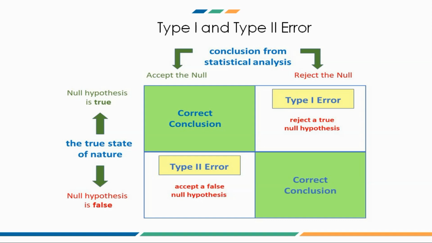So statistically we can say when H0 is true, rejecting H0 is type 1 error. When H0 is false, accepting H0 is type 2 error.